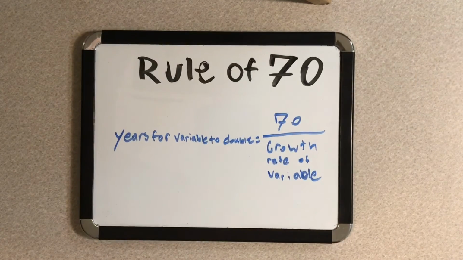The rule of 70 is used to estimate the number of years it will take for a variable to double. To use this rule, you take 70 and divide it by the growth rate of the variable that you are trying to find.